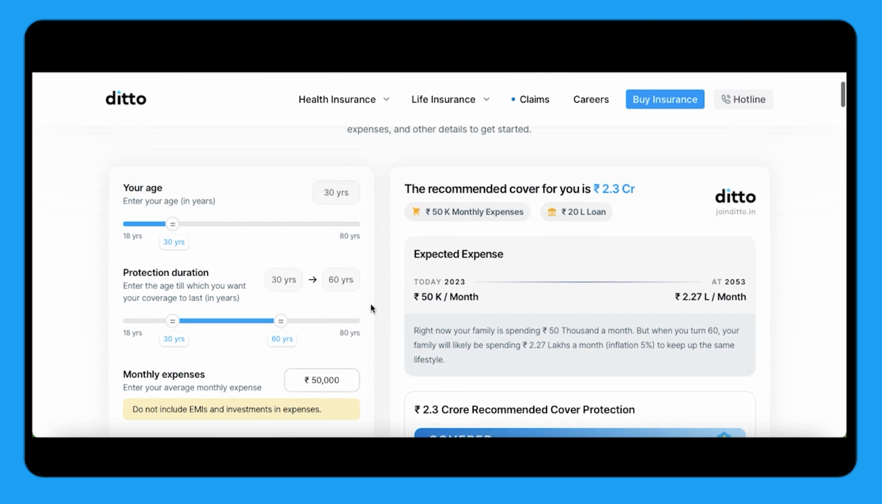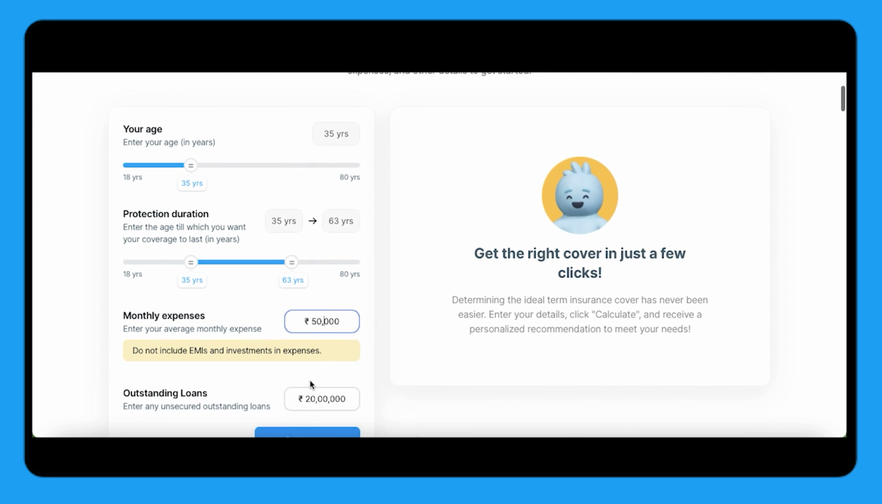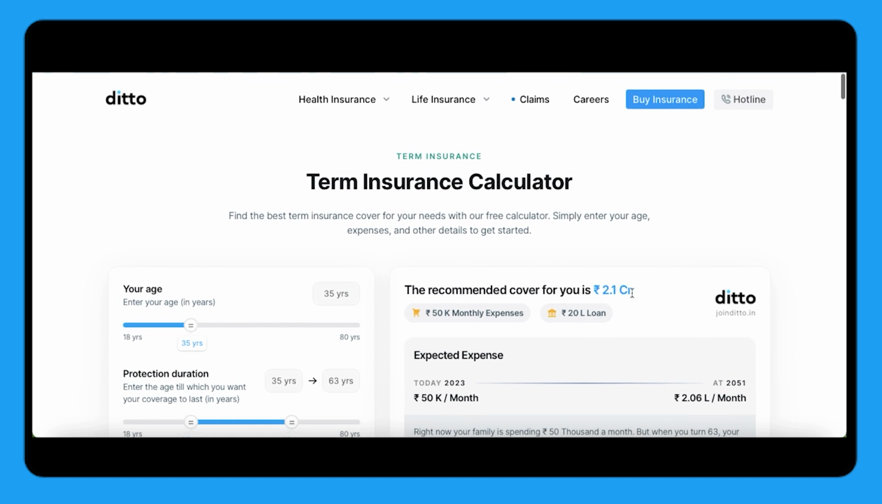So that's a very interesting one. You can just play around with the age and duration and of course your monthly expense and just click on calculate and it will give you the ideal cover.